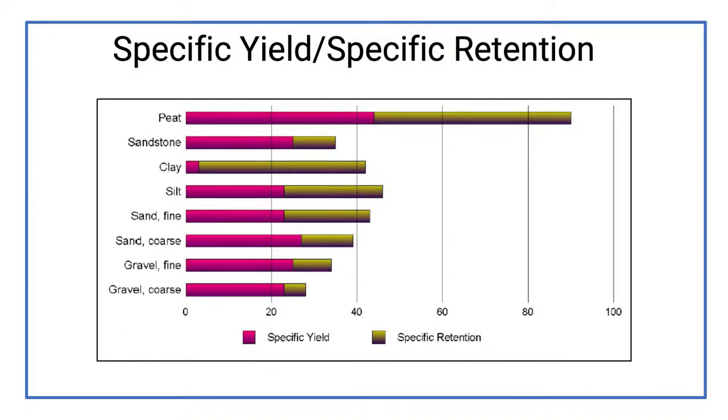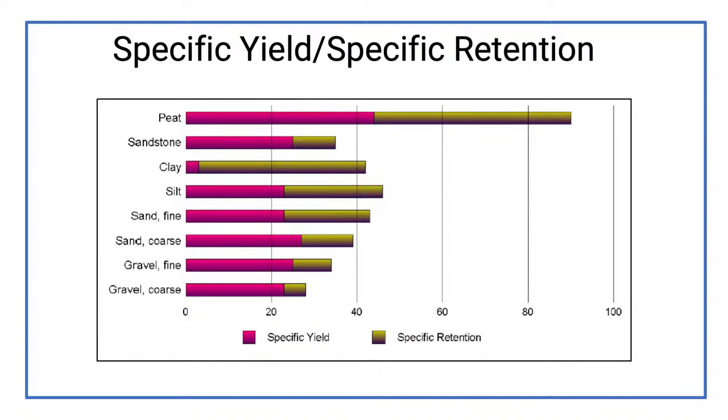Here's some interesting data on specific yield and specific retention of different rock types. You can see peat, which really isn't a rock, has both high specific yield and high specific retention. But when we get down to gravel at the bottom, you can see the specific yield is actually pretty good, and specific retention is pretty low. We get into sandstone. Sandstones will yield pretty well because they have some porosity.